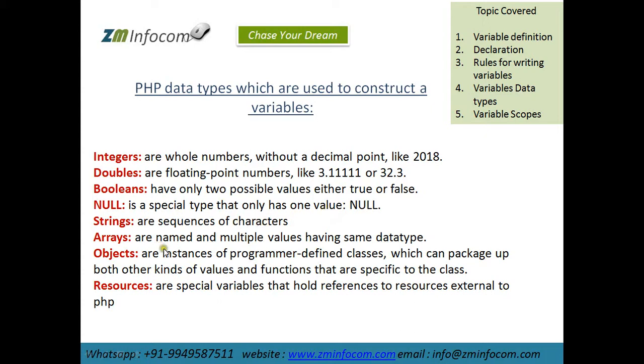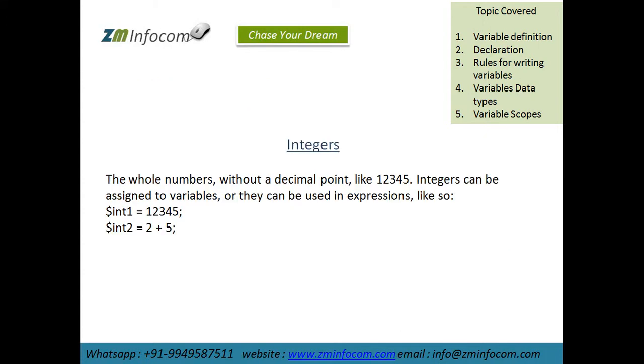String, a sequence of characters. Arrays are named and hold multiple values of the same data type. Objects are instances of programmer-defined classes, which can package both other kinds of values and functions that are specific to the class. Resources: a special variable that holds references to resources external to PHP. Now we are going to see all these data type examples.